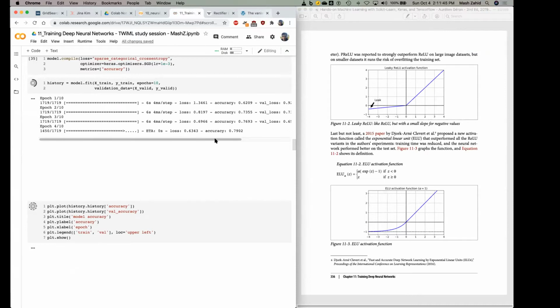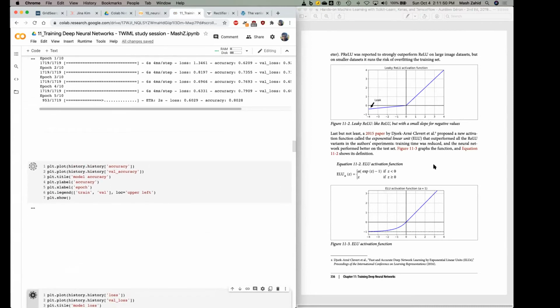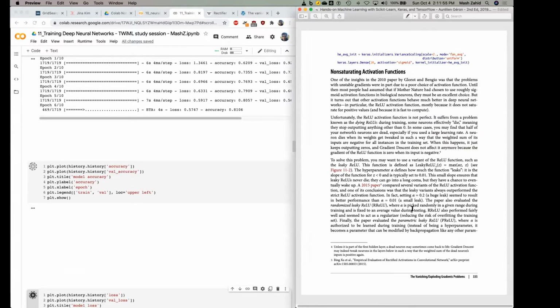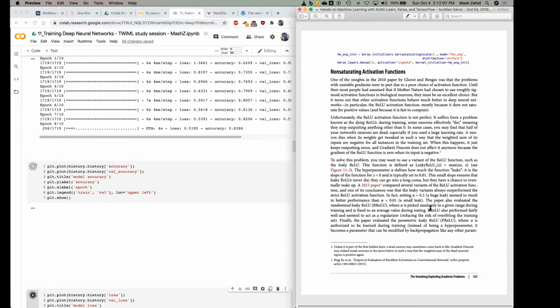While that's running, I'm just going to make a quick comment. If you look at Geron on page 335, and Mash, if you said this, I apologize, but I didn't think I heard it. One of the things that's really relevant is this comment on the ReLU activation function not being perfect and having a number of the neurons die off, okay? And that means that they basically zero out and they're gone from the network. And in some ways, this could be considered a feature or a bug.